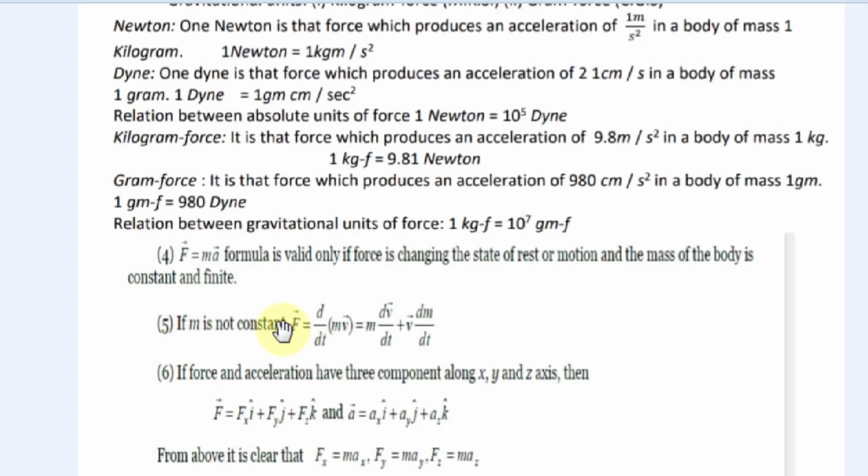So in the second case, if mass is not constant, F vector is equal to a change in mass and change in velocity.